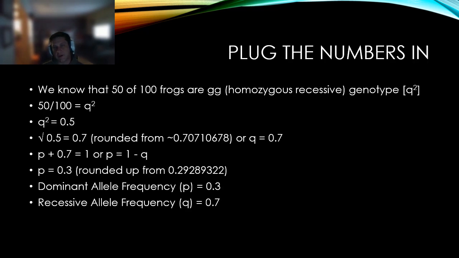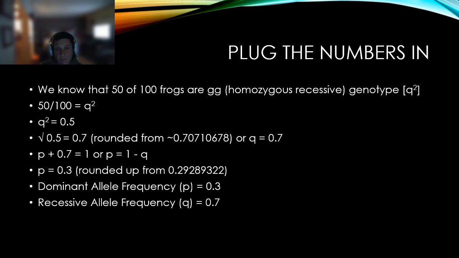Okay. So here's how we plug the numbers in. We know that 50 of the 100 frogs are homozygous recessive genotype, right? Represented by q squared in the equation. So we can do some math to figure out what q is. Divide 50 by 100, and that gives us 0.5. So q squared is 0.5. And we take the square root of both sides of this equation. So the square root of 0.5 is 0.7, rounded from 0.707. Or we can say that q equals 0.7.